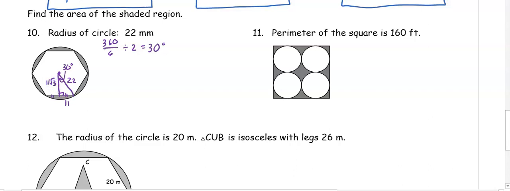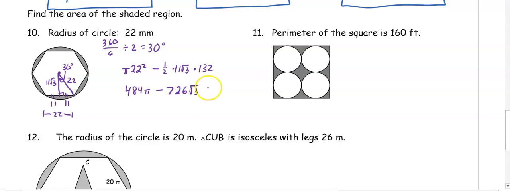So we can find the area of the circle and take away the area of the hexagon. So the area of the circle is just pi 22 squared. The area of the hexagon is 1/2 times apothem, which is 11 root 3, times the perimeter. So if the sides are all 22 and there are 6 sides, the perimeter is going to be 132. So we get 484 pi minus 726 root 3 millimeters squared.